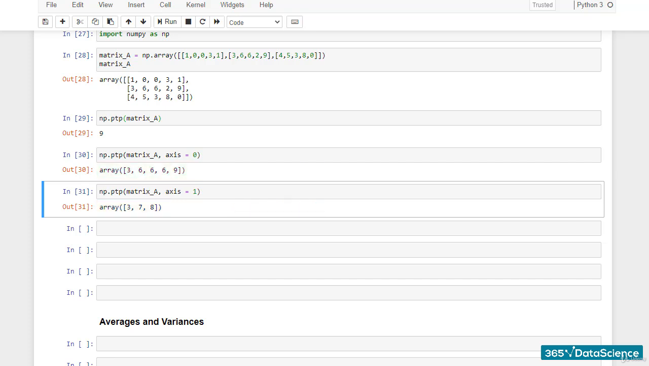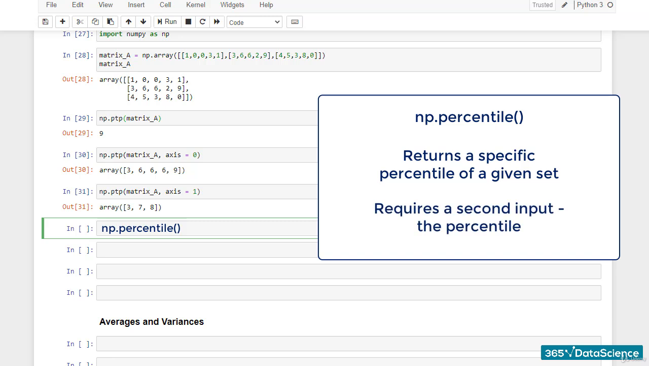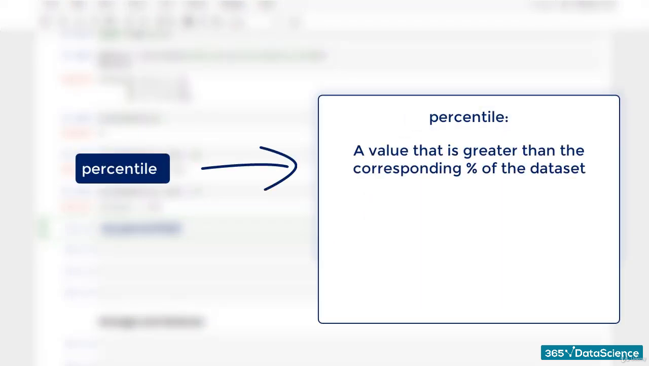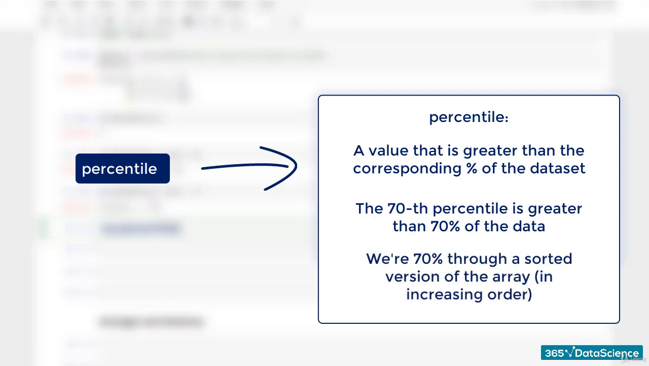Good. Now that we've shown you how you can use PTP, let's move on to the next function we're interested in, percentile. As the name suggests, this function returns a specific percentile of a given set, and unlike PTP, it requires a second input, percentile, apparently. Before we try to execute it, let's quickly explain what this percentile is. A percentile is a value that is greater than the corresponding percent of the dataset. For example, the 70th percentile is greater than 70% of the data. Another way to look at this is that we're 70% through a sorted version of the array.